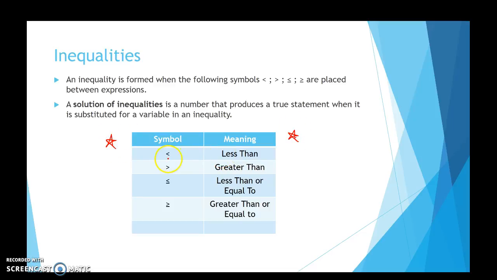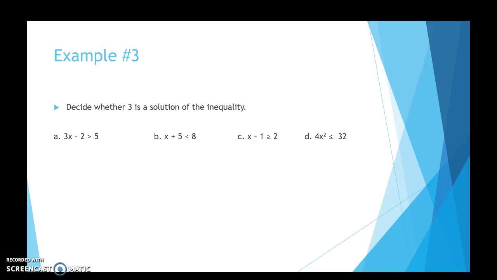So here we have the less than symbol, the greater than symbol, less than or equal to, so that means a number could be less than or equal to another number. Greater than or equal to would be an inequality where a number is greater than or equal to the left side of the inequality. So let's just get into some examples here working with inequalities.